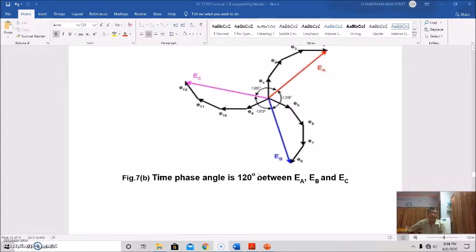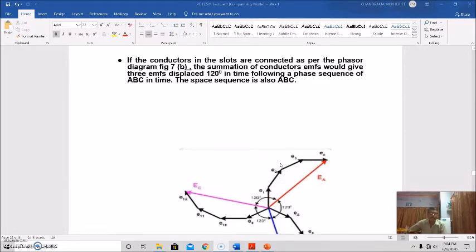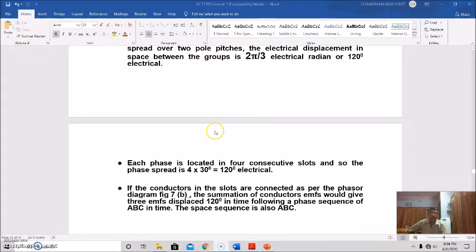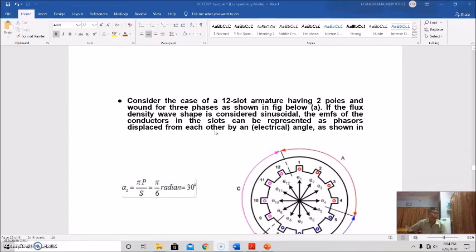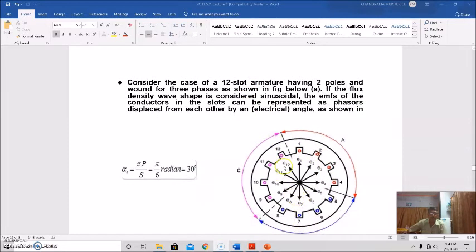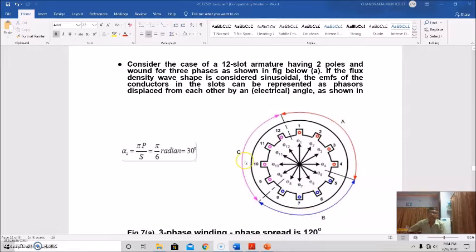That's all about this phase spread. Once again I am repeating this. Let me consider the 12 slot armature. So there are 12 slots here: 1, 2, 3, 4, 5, 6, 7, 8, 9, 10, 11, and 12. And 2 poles, wound with 3 phases: phase A, phase B, and phase C.